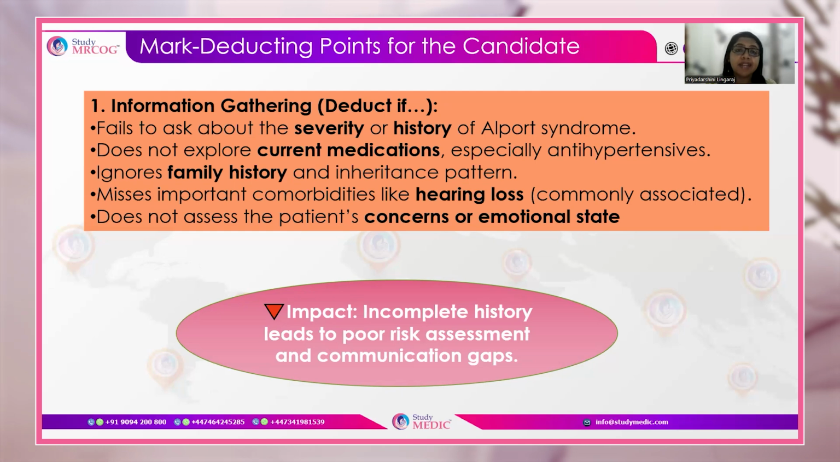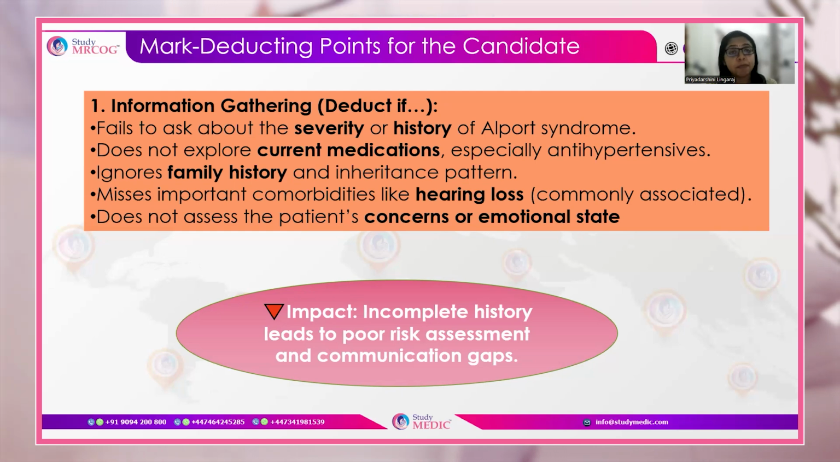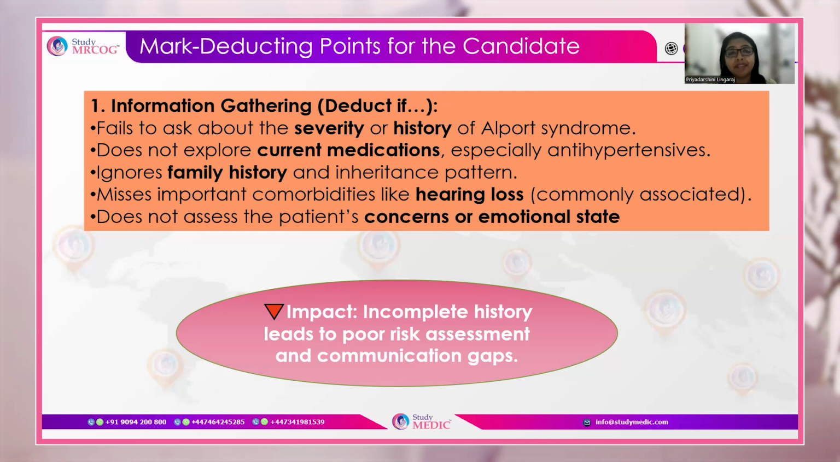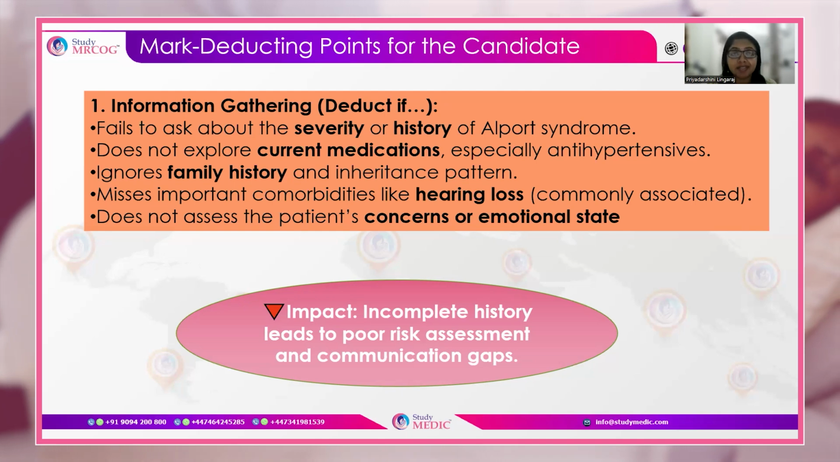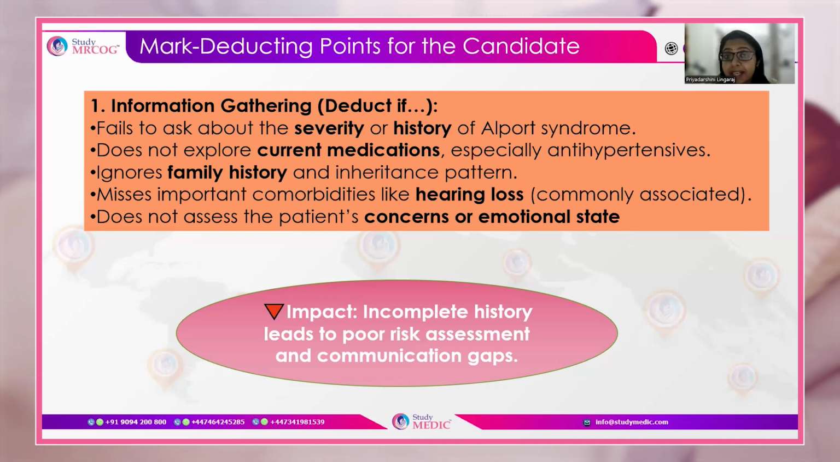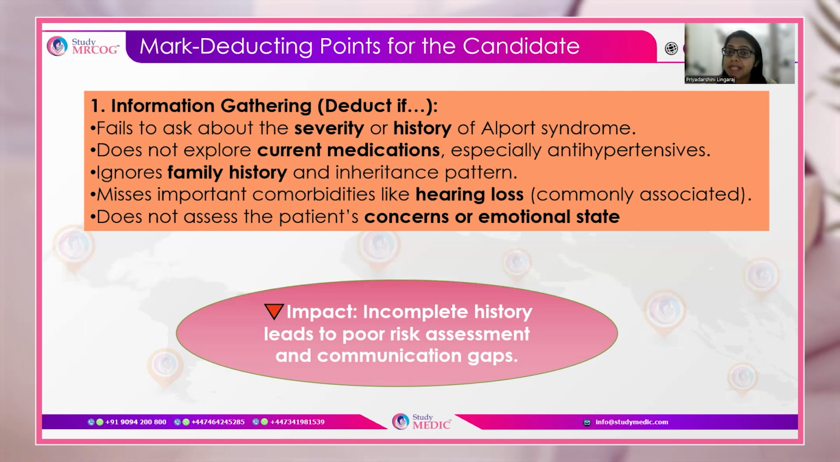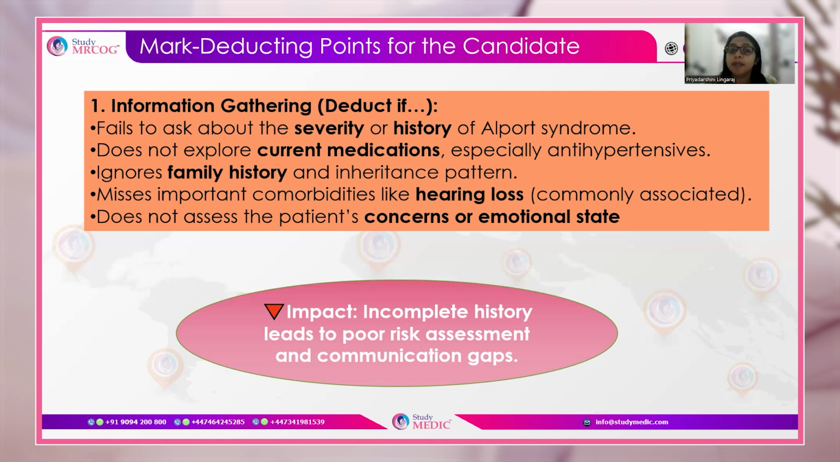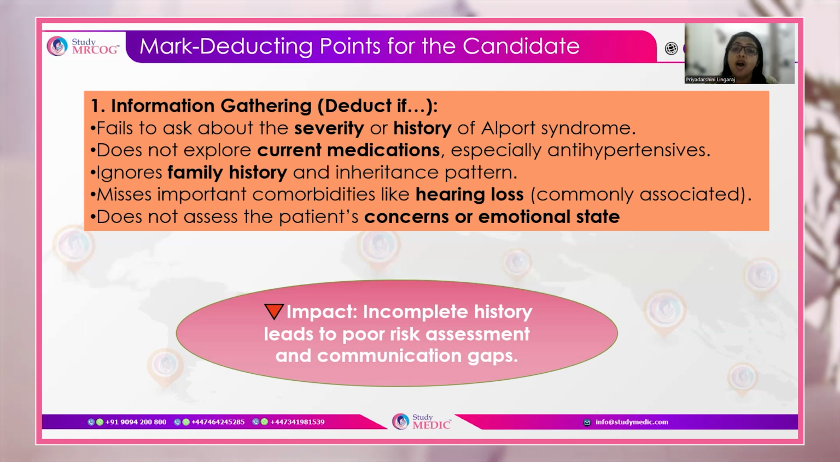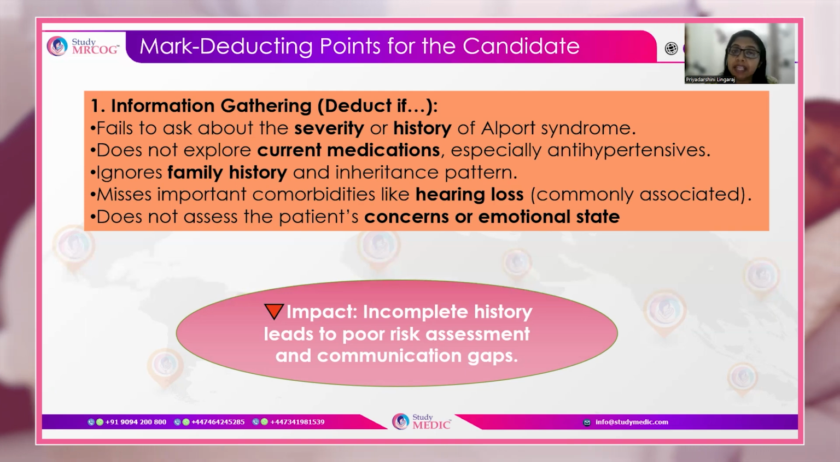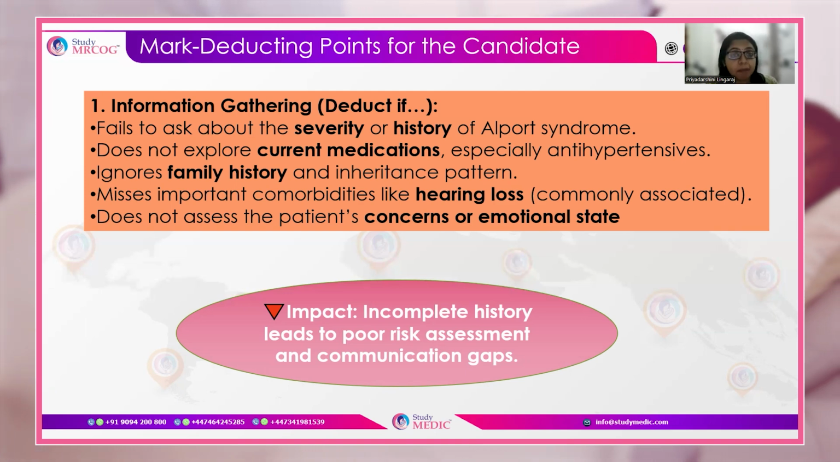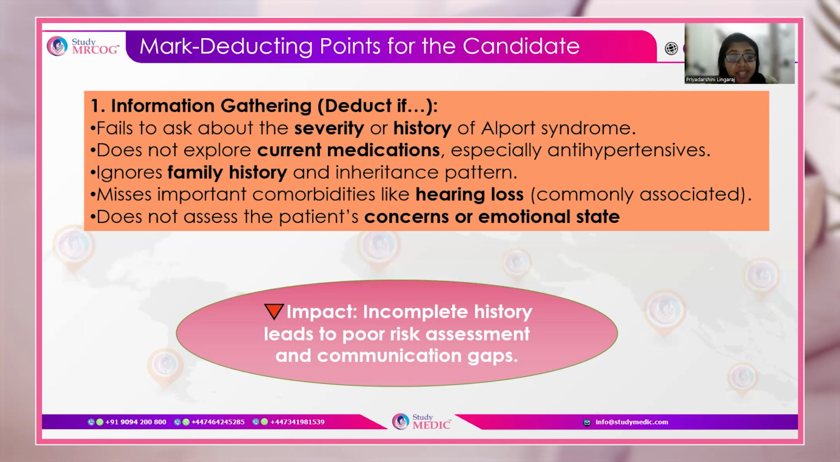If she's already in severe renal impairment and she's pregnant also, then obviously she's going to be at very high risk. The severity and history are very important here. Current medications: many times we see that the medication history is completely missed in Alport syndrome. That's going to give you a lot of negative marking, so keep that in mind. Family history and associated symptoms like hearing loss all need to be taken in the information gathering. When you don't do it, the impact is going to be an incomplete history and a very poor assessment.